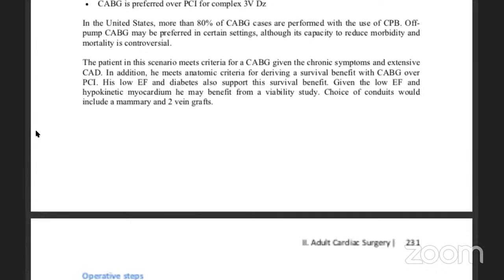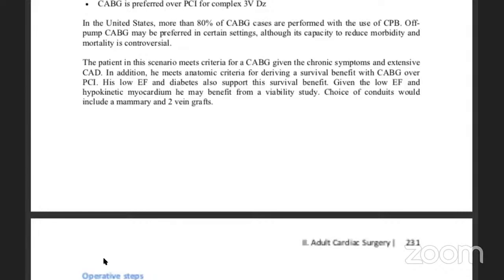You said you will use the RIMA, but this patient is old and diabetic. Yeah, right. The patient is diabetic, so yeah. In some cases, I'll use pedicle LIMA and skeletonized RIMA to reduce the risk of infection. But yeah, I don't know. I prefer to use the bilateral mammary, pedicle LIMA and skeletonized RIMA.